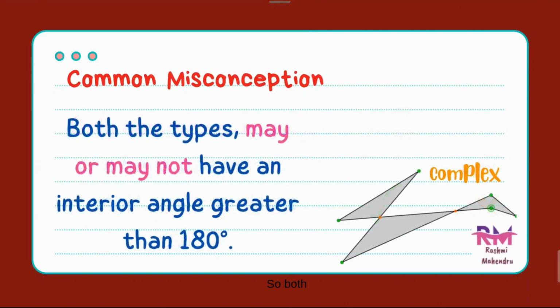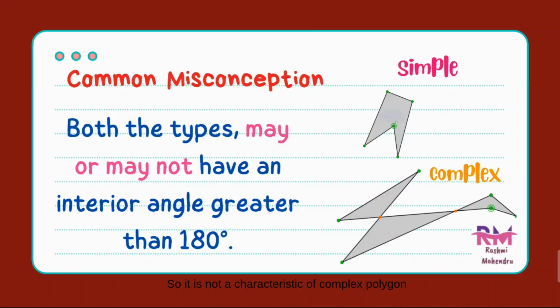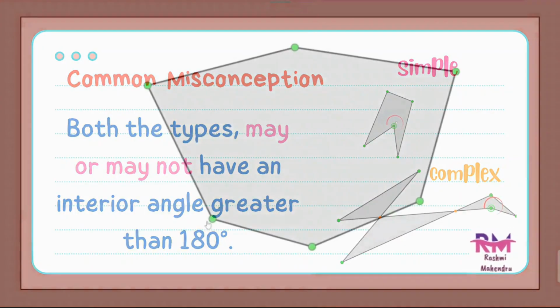So both the types, simple as well as complex, may or may not have an interior angle greater than 180 degrees. So it is not a characteristic of a complex polygon to have an interior angle greater than 180 degrees, and similarly it is not a characteristic of a simple polygon to not have a reflex angle. Both of them may or may not have. So you can see a reflex angle in the simple polygon and in the complex polygon as well.